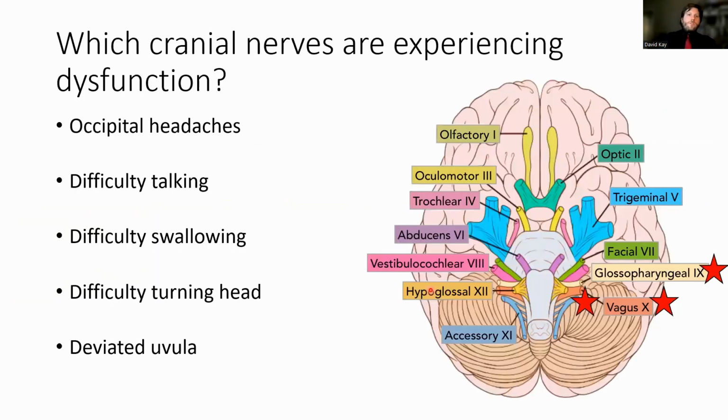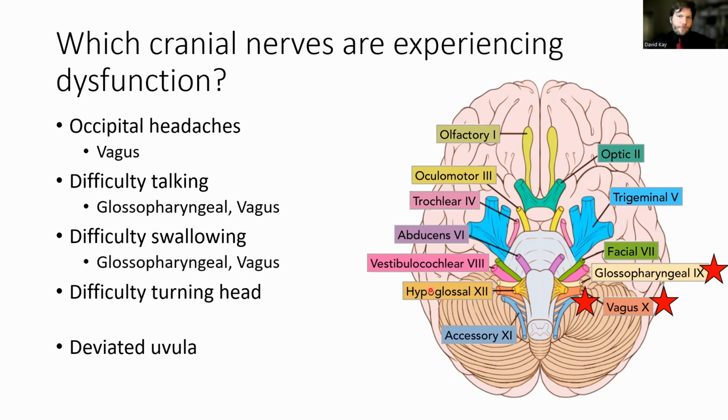So what cranial nerves could potentially be experiencing dysfunction here? For the occipital headaches, that would potentially be the vagus nerve because it has a meningeal branch which innervates the posterior dura mater. That would fit perfectly for occipital headaches, especially chronic ones. Difficulty talking could be a problem with the larynx or the pharynx. It could be a problem with the tongue, but there were no abnormal tongue findings from the physical examination, so I think we can rule out the hypoglossal nerves. But the glossopharyngeal and the vagus nerves innervate the pharynx and larynx respectively. The vagus also innervates the pharynx, both of which provide critical nerve functionality to speaking.